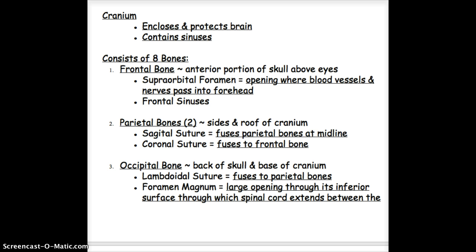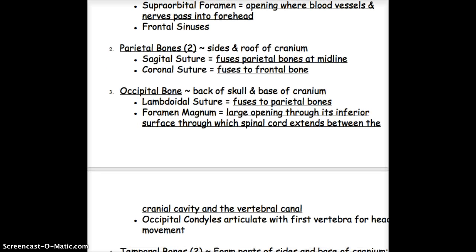And then, when you were working on exercise 13, one of the questions was, what's the largest foramen in the skull? Well, here's your answer. It's the foramen magnum. This is the large opening through its inferior surface through which the spinal cord extends between the cranial cavity and the vertebral canal. So I'll show you that in class when I take the skull off of our skeleton, how it fits. This opening fits right where the spinal cord then extends into the vertebral canal.